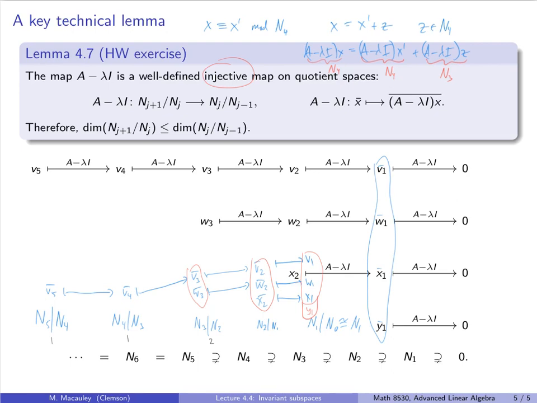And this is how we are going to prove that there is a basis of generalized eigenvectors. We will always start out with N_d mod N_{d-1}, and we will apply A minus lambda I, use the fact that it's injective, say, well, that's linearly independent, and now extend the basis and keep going. And that's basically going to work. So this is the lemma.